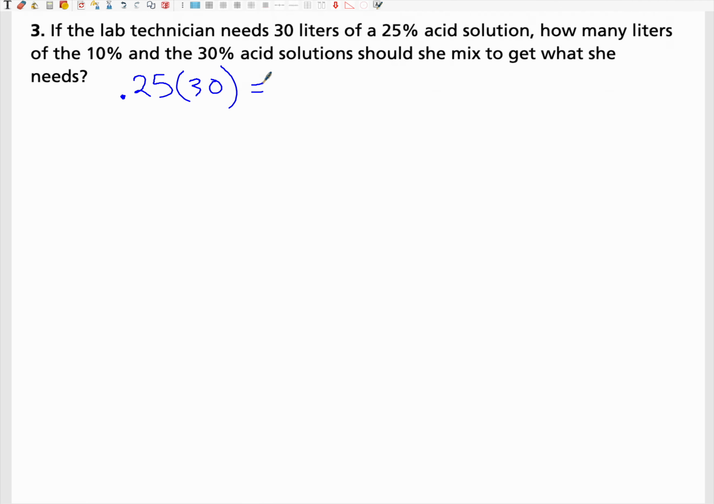If the lab technician needs 30 liters of 25% solution, how many liters of the 10% and the 30% solution should she mix? So think about how we started off last time. We need 30 liters of 25%, so 25% times 30 liters, and we're going to mix in our 10% acid plus our 30% acid. So really, wait, it would not be 30, it would be 25, thank you. I got carried away. 30 minus x, thank you for correcting that.